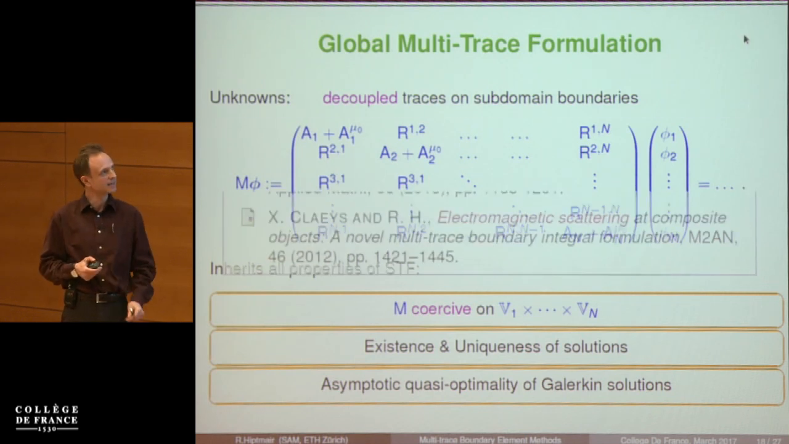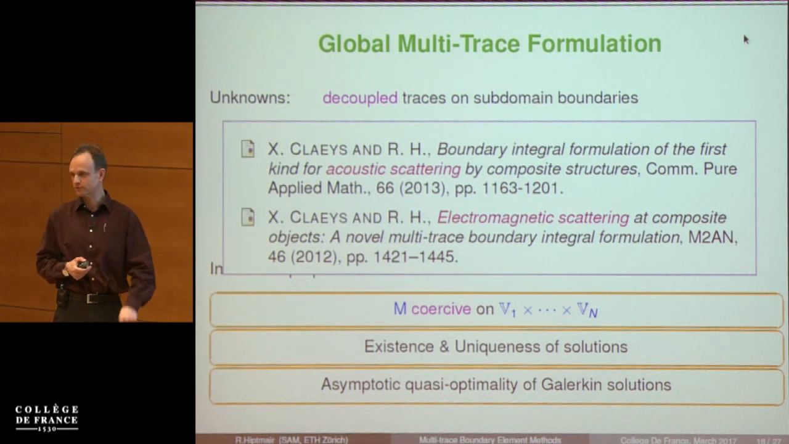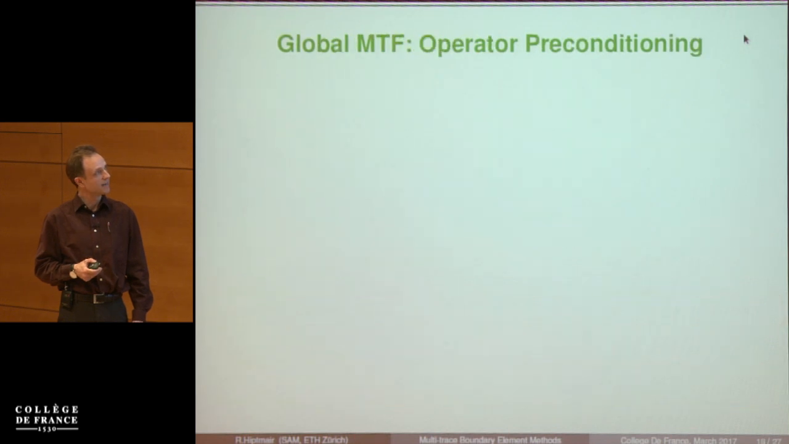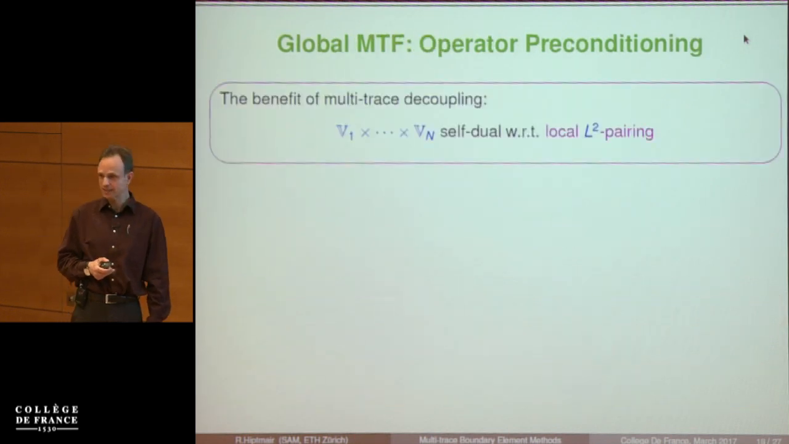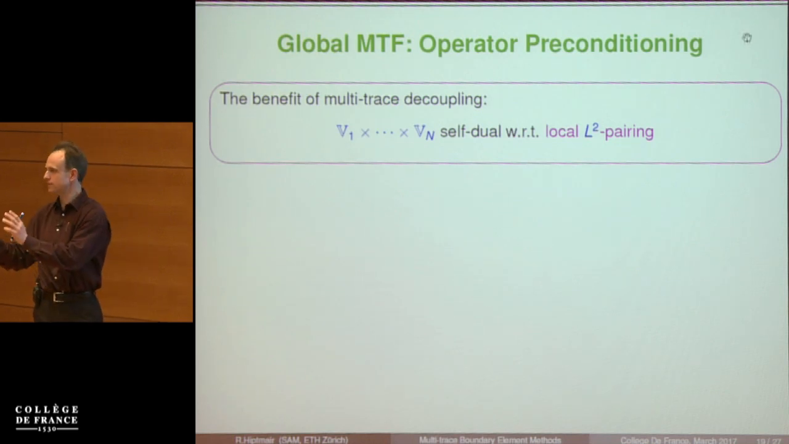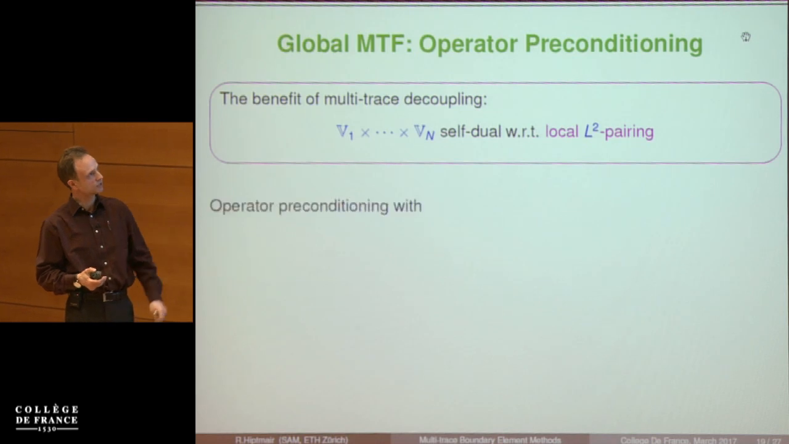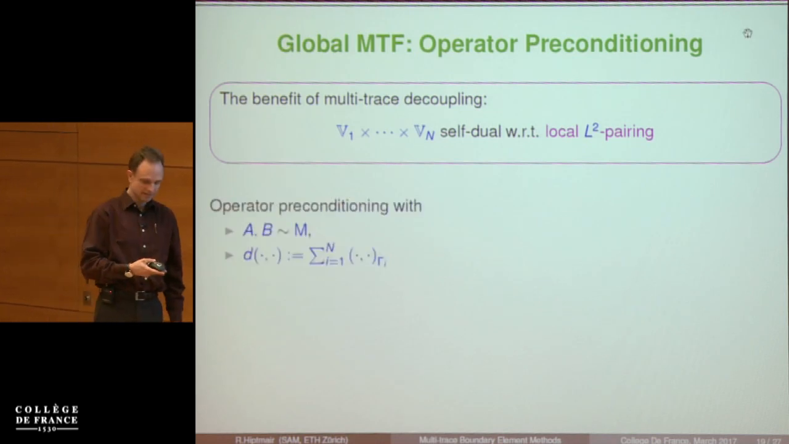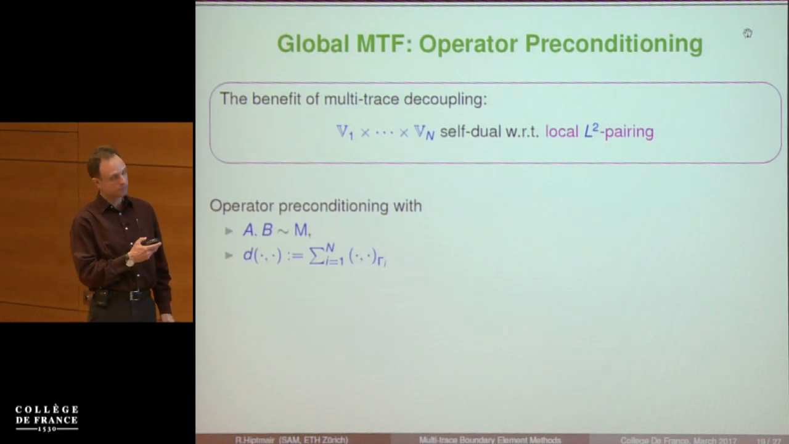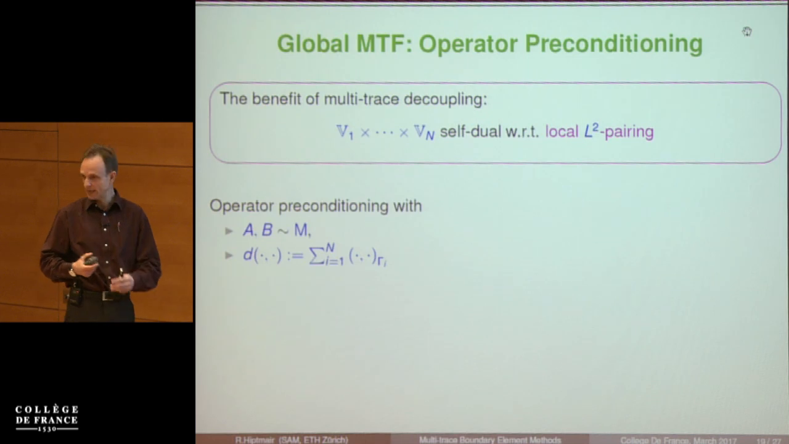And this is the global multi-trace formulation. It also works for electromagnetics, very similar. And operator preconditioning, now it's straightforward. You do locally what you did for the single trace formulation for the single interface. Dual mesh preconditioning, for instance. Now, this is a simple numerical example. So essentially, again, the operator preconditions itself and the L2 duality in between.